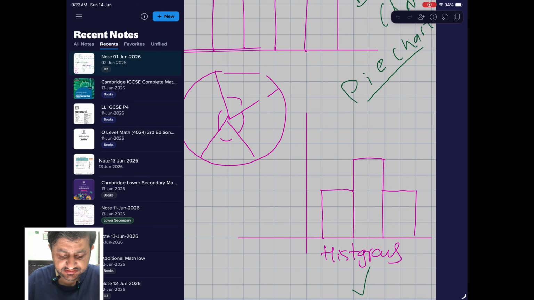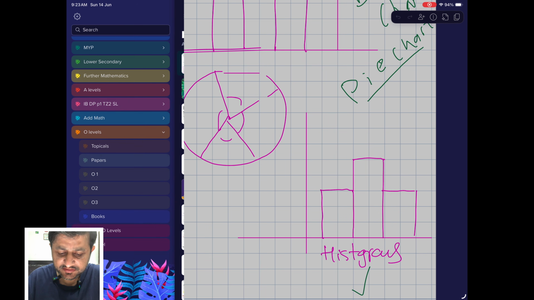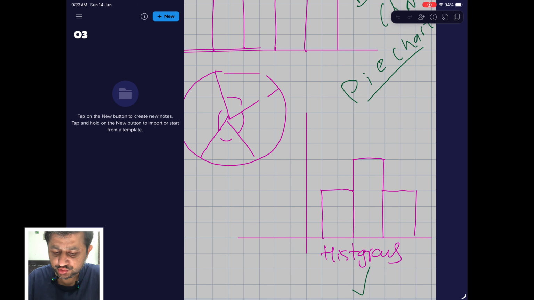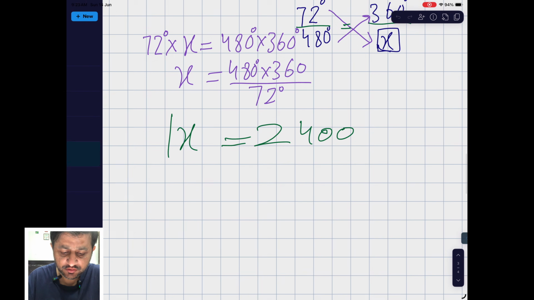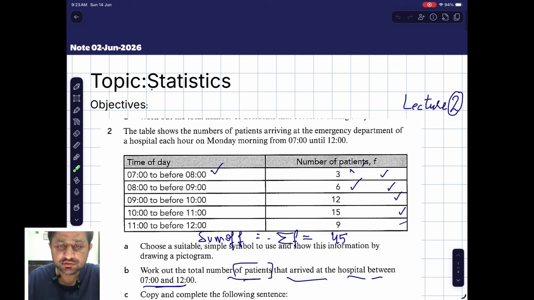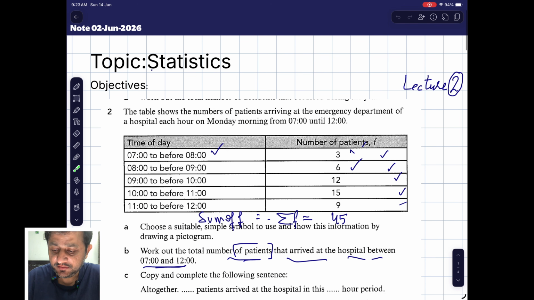So we can answer this question. Choose a suitable simple symbol to use. Show this information by drawing a pictogram. This is very important. This is actually the presenting data we have. This is organized data. This is not rough or raw facts. It's totally organized. It is understandable. From 7 to 8 we have 3 patients, 8 to 9 we have 6 patients, and so on.